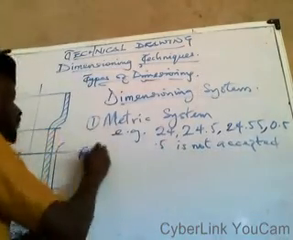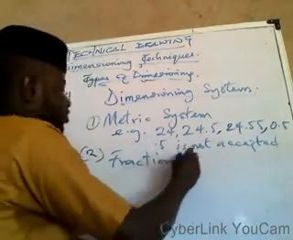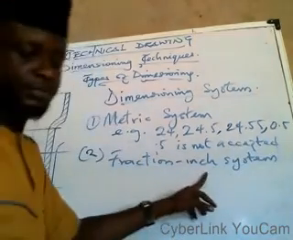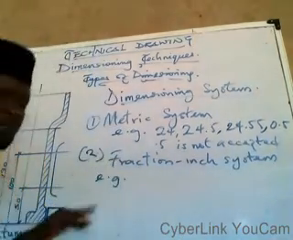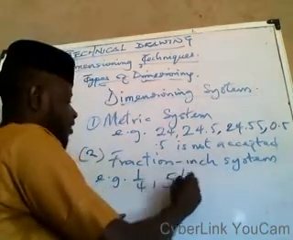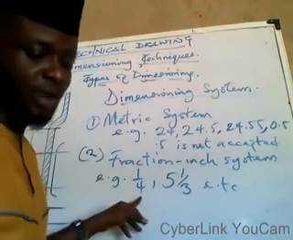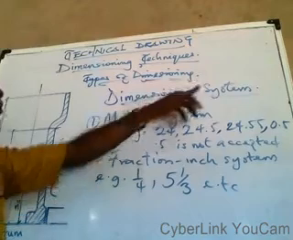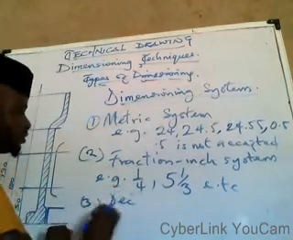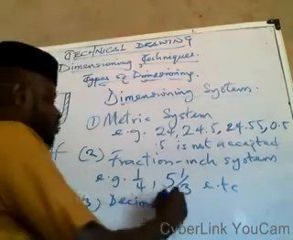Then we have number 2, the fraction inch system. Example of this one, we have 1/4, comma, we have 5 whole number 1/3, etc. That is fraction. From the mathematics, you can see that. That is the fraction inch system of dimensioning that we have. Number 3, we have decimal inch fraction.